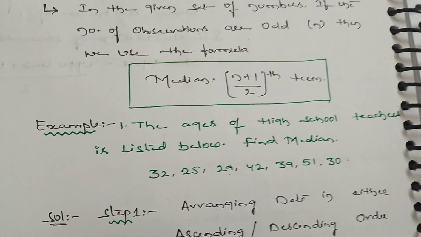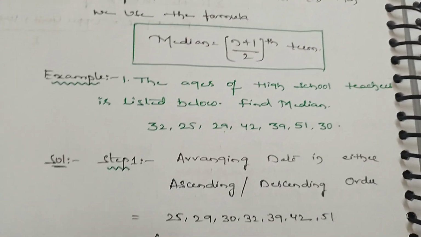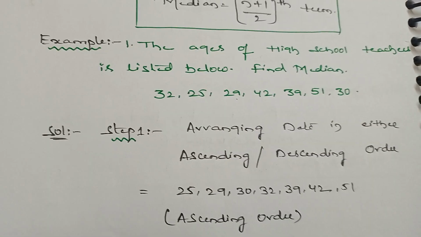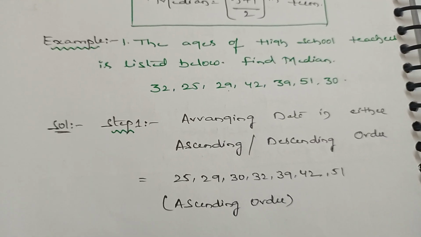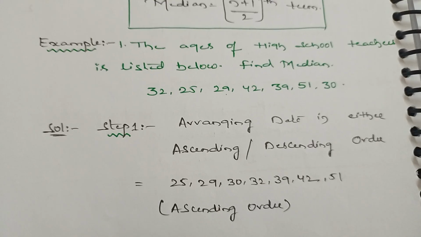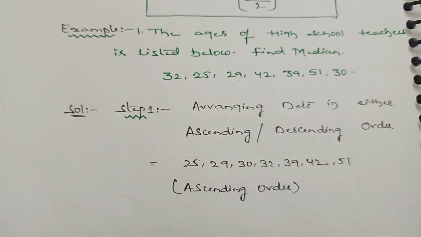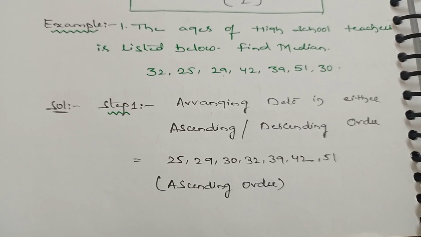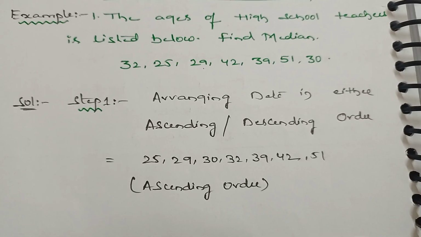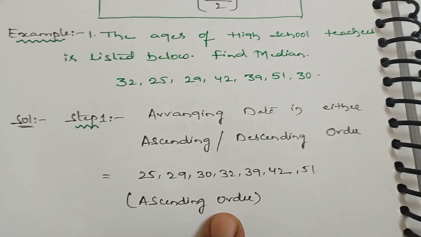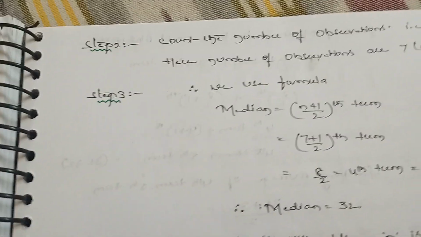Example, the ages of the high school teachers are listed below. Find the median: 32, 25, 29, 42, 39, 51, 30. What is the first step? First step, we need to arrange the given observations in either ascending or descending order. Arrange it in ascending order. Then what is the next step?